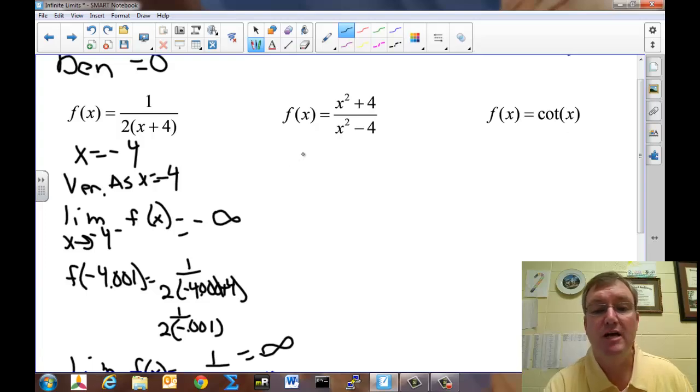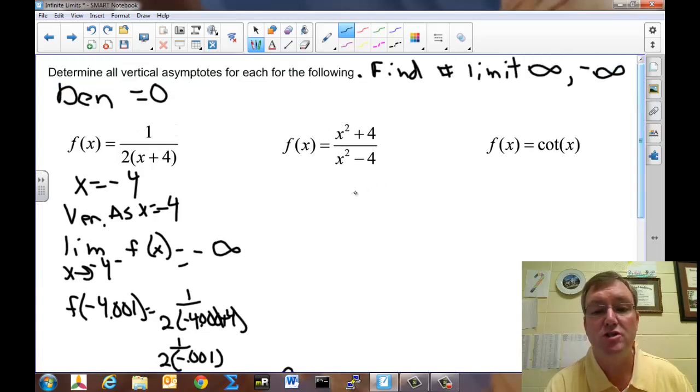So let's take a moment now and look at this second problem here. Again, we'll start off looking at where the denominator is equal to 0. Well, we can do that pretty easily. The denominator is equal to 0 at x equals plus and minus 2. And now if we look at the limits at those places, if we look at the limit as x approaches 2 from the left to begin with, what's going to happen there?